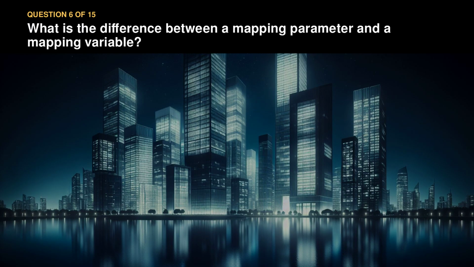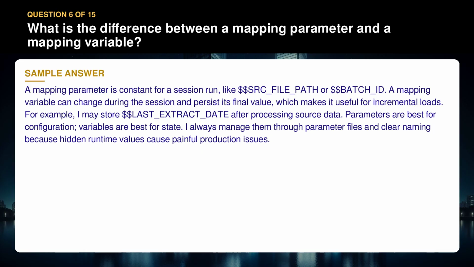Question 6. What is the difference between a mapping parameter and a mapping variable? A mapping parameter is constant for a session run, like $$SRC_FILE_PATH or $$BATCH_ID. A mapping variable can change during the session and persist its final value, which makes it useful for incremental loads. For example, I may store $$LAST_EXTRACT_DATE after processing source data. Parameters are best for configuration. Variables are best for state. I always manage them through parameter files and clear naming because hidden runtime values cause painful production issues.